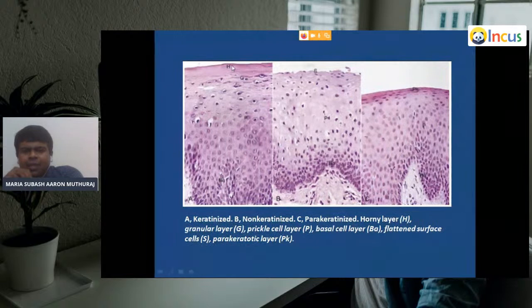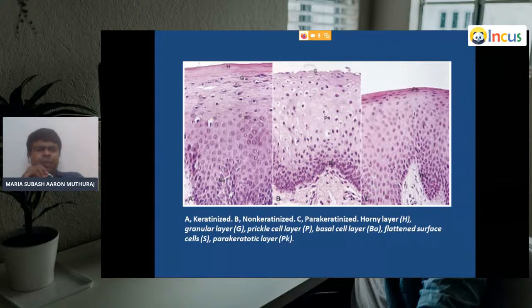Whereas in non-keratinized epithelium, there will be three layers: basal layer, prickle cell layer, and superficial layer. Here also, nuclei will be present in the superficial layer. Therefore, it won't be the option.